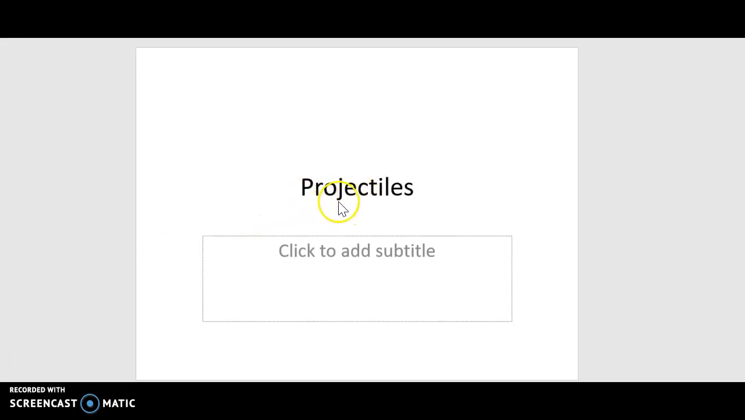And yeah, we need these before we actually get into doing a lab dealing with projectiles, where we're going to investigate some things about how projectiles move through the air. So, let's get going.